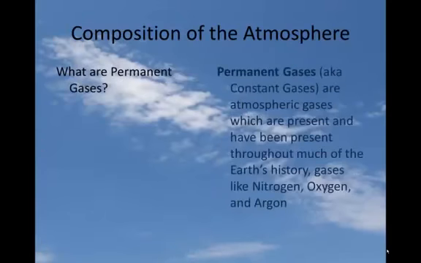Permanent gases are pretty much exactly what they say. They're permanent gases. Sometimes you'll see them referred to as constant gases, but these are atmospheric gases which are present and have been present throughout much of Earth's history, and their composition and amounts generally haven't changed that much over hundreds of thousands of years. So we're talking about gases like nitrogen, oxygen, and argon.